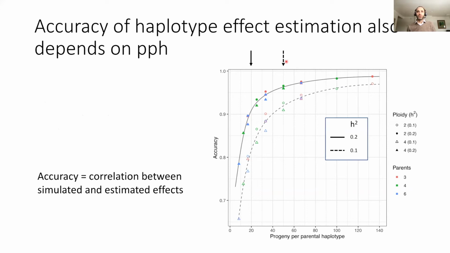This figure shows the correlation between the simulated and estimated effects. Again, using the same kinds of regression methods, we can fit a spline for the high heritability or the low heritability. These two arrows just show you the PPH, or progeny per parental haplotype, values we were talking about a moment ago. If you have a 90% power at a heritability of 0.2, you have to have 20 PPH, and that would correspond to an accuracy of 0.9. It's about the same for the low heritability. So by the time you get to a power of 0.9, the accuracy of your haplotype estimates is around 0.9, which is quite good.